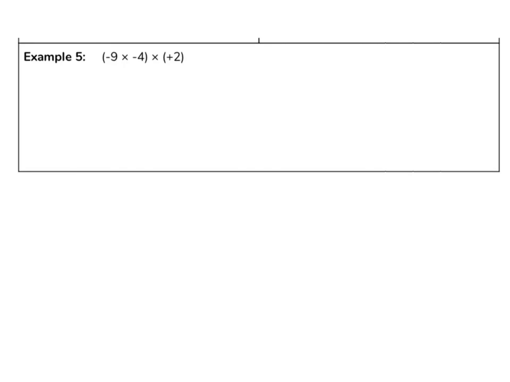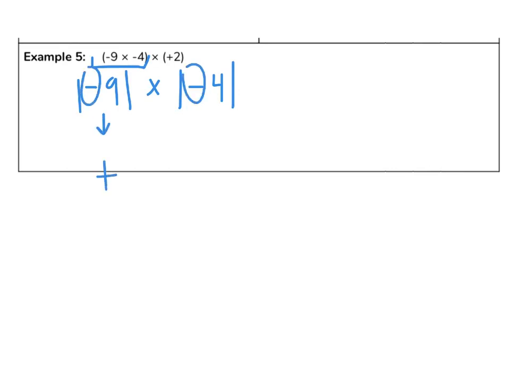Final example is looking at three numbers being multiplied together. You would still follow the same procedure, except we're going to break this down and look at the first two numbers first, and then we'll add in the second piece. So we're going to look at negative 9 times negative 4. We're going to find the absolute value of negative 9 times the absolute value of negative 4. These are both the same signs, so my end result is going to be a positive. So I have 9 times 4, and 9 times 4 is positive 36.